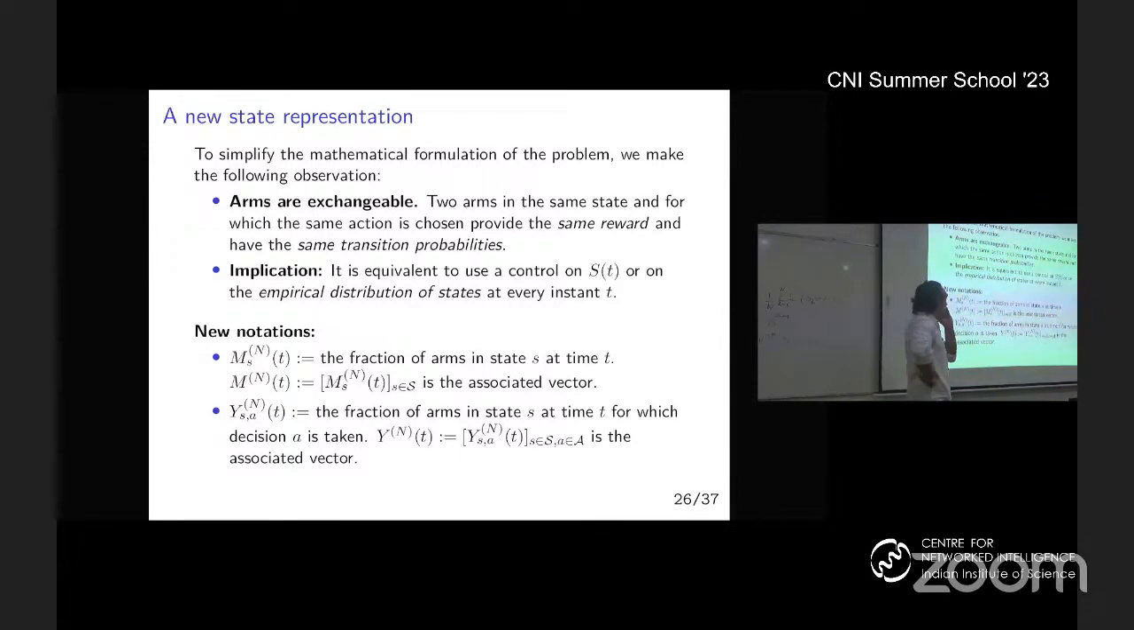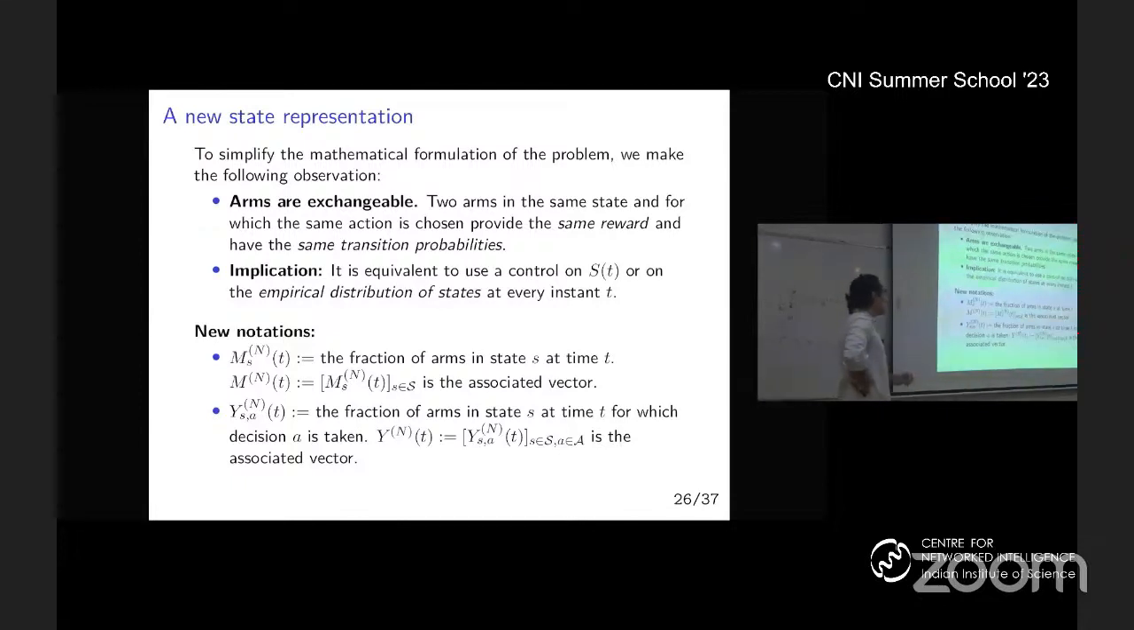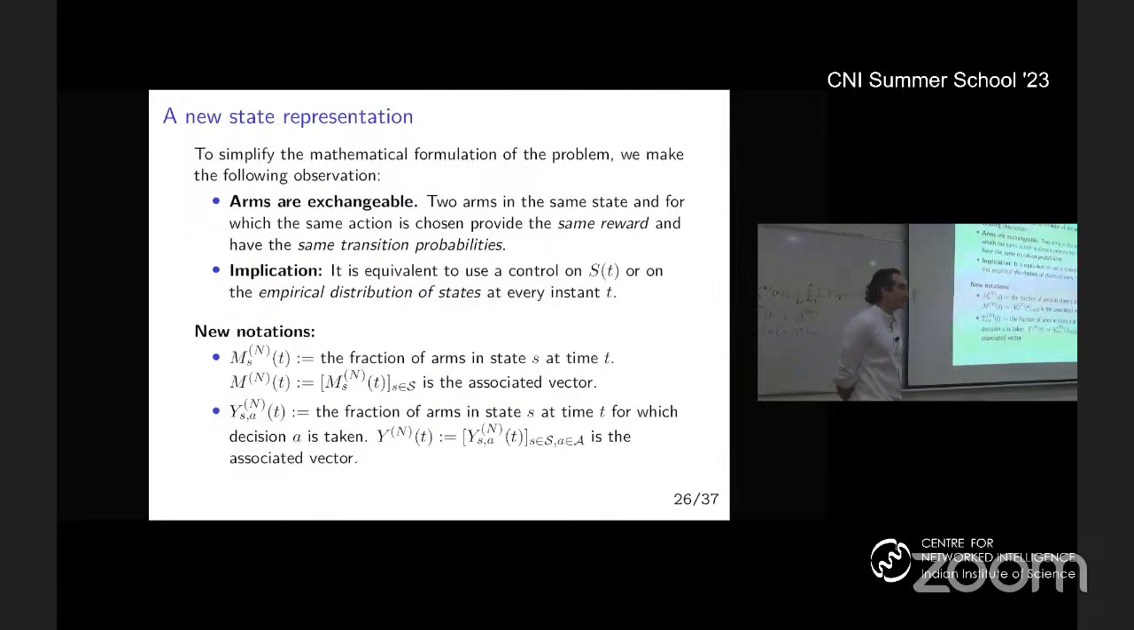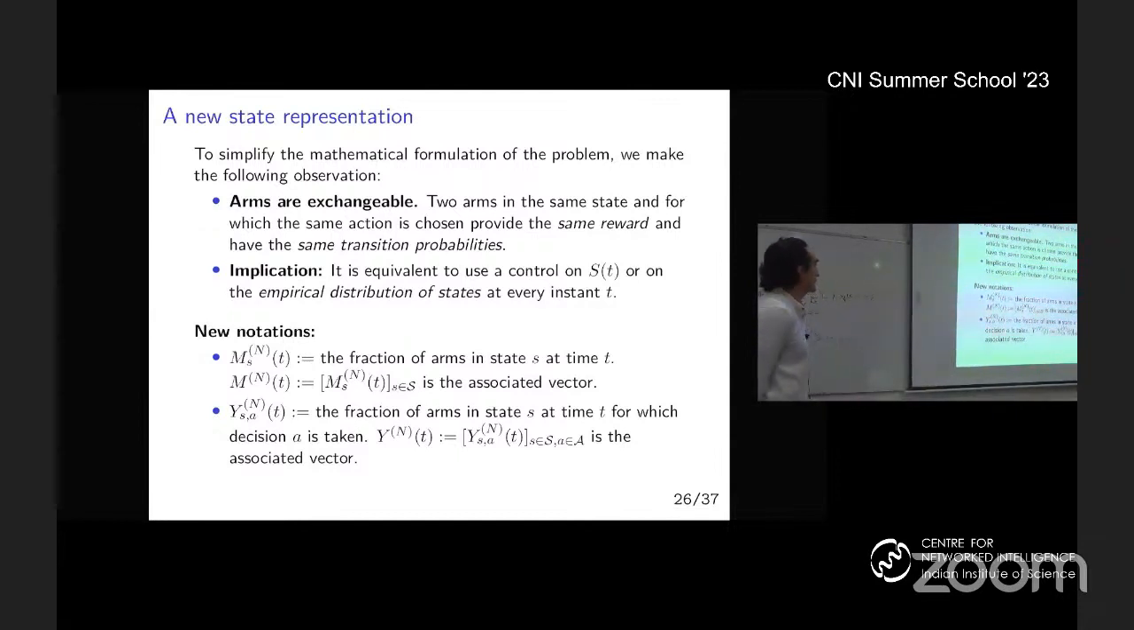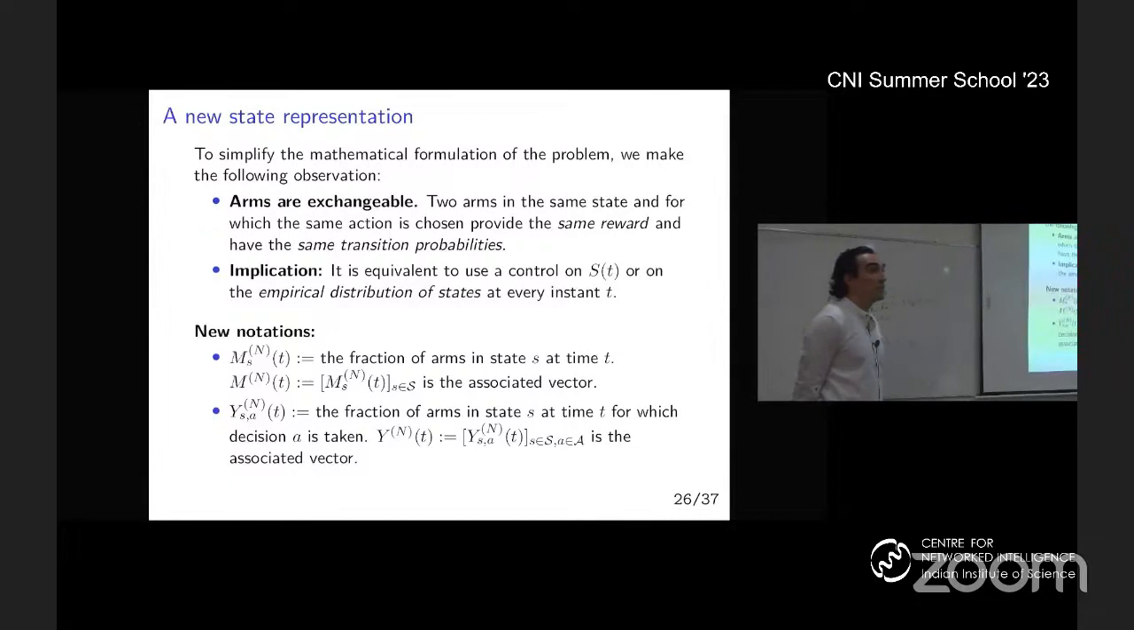Okay. So now I will define something else, which is y^{SA}_N, which is similar to what we have seen before: the fraction of arms in state S at time t for which the decision A has been taken. So these are the two notations that I will be using. And you can start to have the feeling that at some point an LP will come out again, because I'm using the same notation.